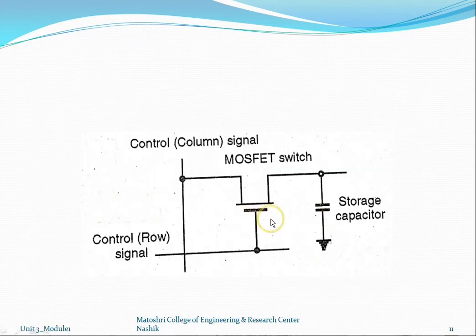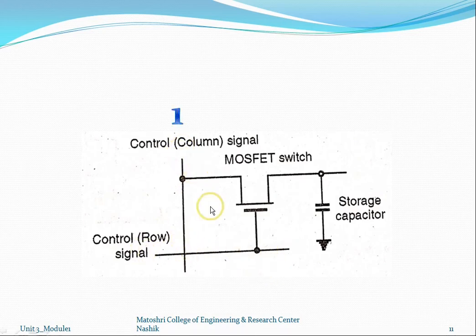Now let's move to the DRAM. It's a DRAM circuit. Construction of DRAM is very simple: only a MOSFET switch connected back to back with a storage capacitor. So only two devices are used, the MOSFET and the storage capacitor. One control signal comes from the column side, and the other is a control signal from the row side. So the column signal and row signal.